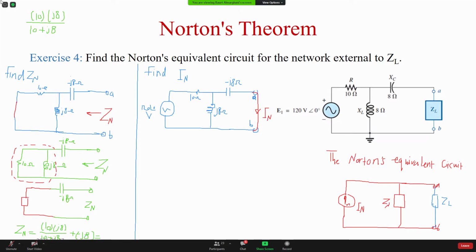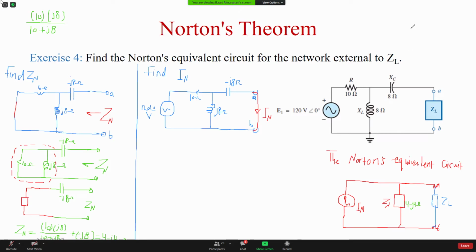And I want you to help me and find this answer. Plug it in your calculator. Give me the final answer either in the polar form or in the rectangular form. 4 minus J4. Are you sure? So I got 4 minus J4 ohm. So I can write it here. 4 minus J4 ohm.